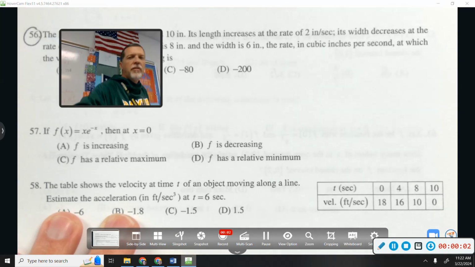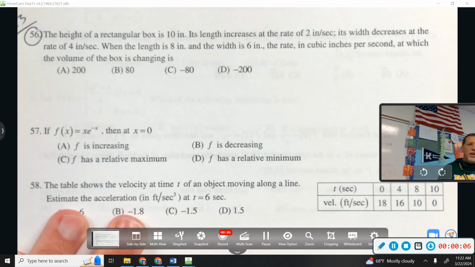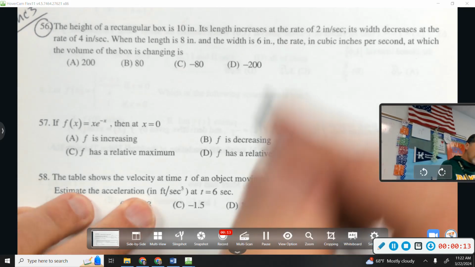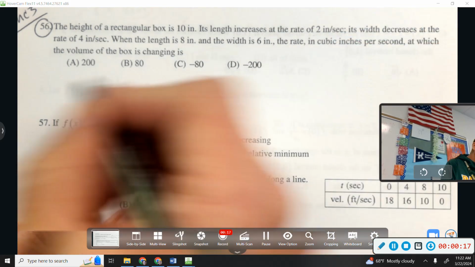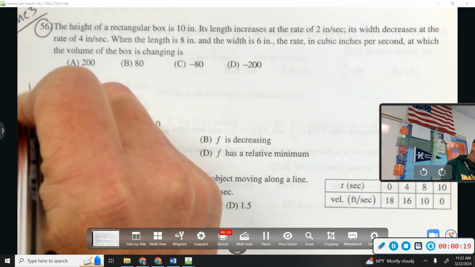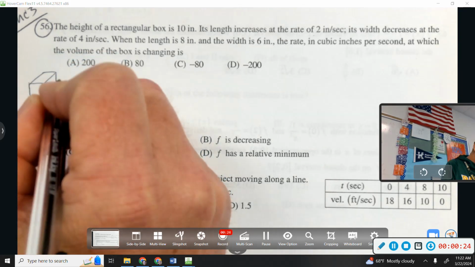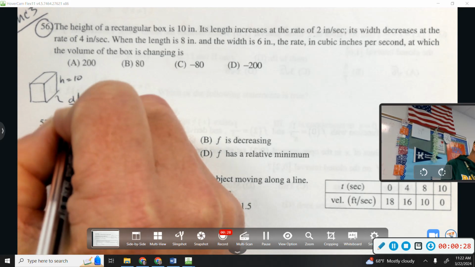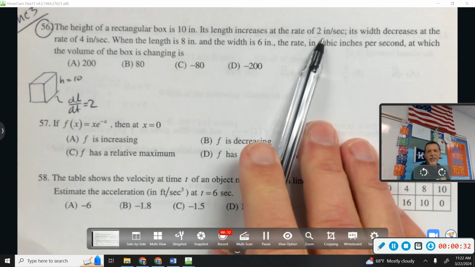So looking at number 56 on worksheet 3, or multiple choice 3, number 56. The height of a rectangular box is 10 inches. Its length increases at a rate of 2 inches per second. Maybe I need to draw a picture. So the height is 10. dL/dt is 2. So it's not L is 2, its length is increasing 2 inches every second.